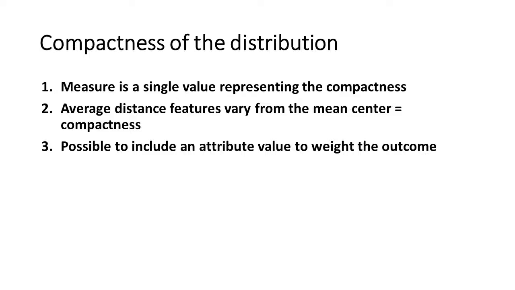The compactness of the distribution also tells us some things. The measure is a single value representing the compactness of the entire data set. Average distance features vary from the mean center equals its compactness. So you've got 100 data points. You find the center. You say how far is it from each point to the center, and then you average those distances, and that gives you some measure of compactness. Obviously, the smaller that number is, the more compact the data is.